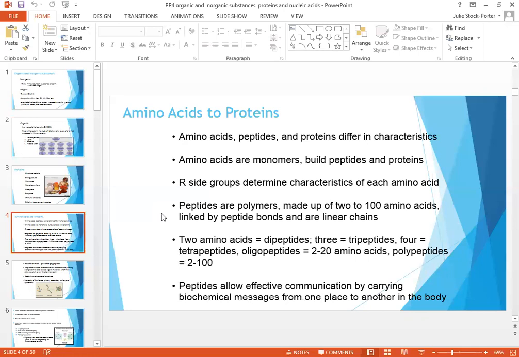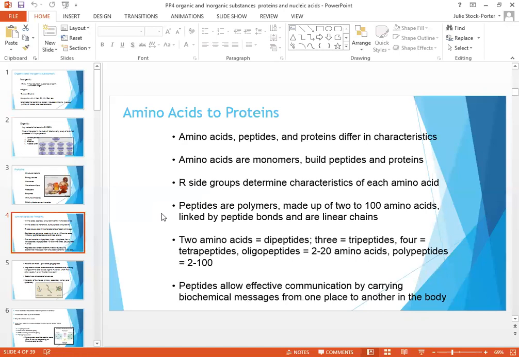Proteins have what's called an R side group, and that side group is going to determine the characteristics of each of those amino acids. We'll talk a lot more about that in a few minutes. Peptides are polymers. Now, unlike a monomer, a polymer is made up of lots of those amino acids. They're made up of 2 to 100 of them, and they're linked by peptide bonds and are linear chains. Again, we'll look more at that later. This is more just to introduce you.